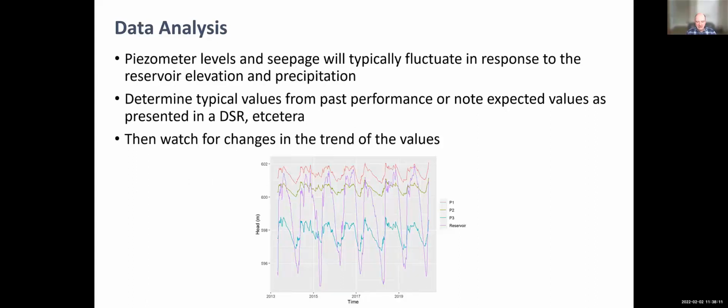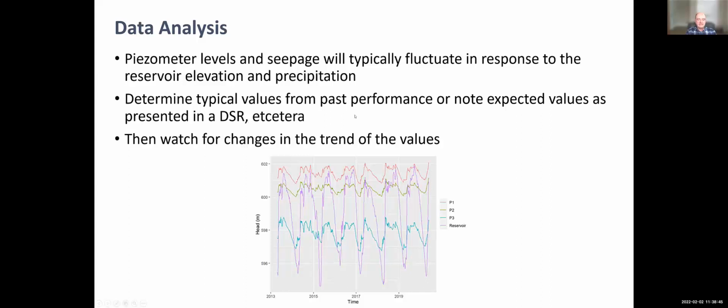So here's some really typical data. It's maybe hard to see, but the purple line is the reservoir level, and P1, P2, P3 are 3 piezometers. In this particular case, the piezometers actually aren't in the dam itself. They're on the abutment of the dam, beside the dam. And when you're measuring piezometers and reservoirs, you can fully expect that they go up and down kind of together. There's a strong correlation in their response.